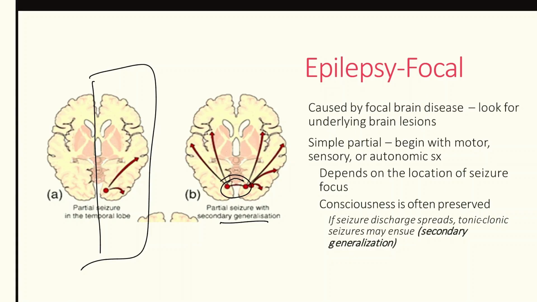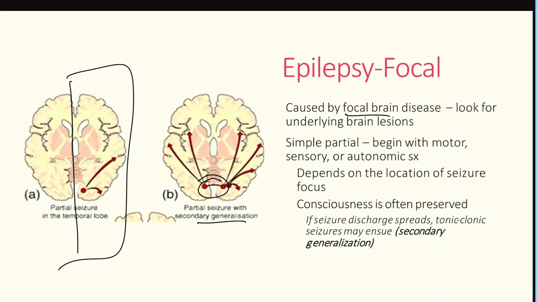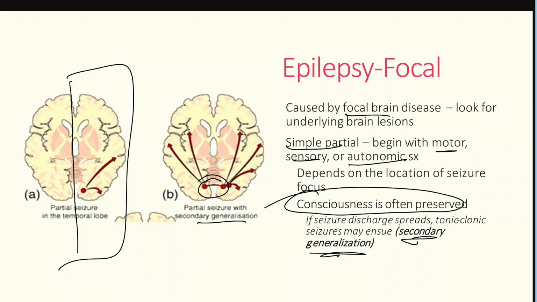So, caused by focal brain diseases, look for an underlying cause with these patients. That's why they're one-sided. A simple partial seizure begins with motor, sensory, or autonomic symptoms. It depends on the location of the seizure focus, where it is, what symptoms they're going to have. Consciousness is often preserved. If they start off as a simple seizure and then devolve into a tonic-clonic seizure, that means there was secondary generalization where it spread from one side of the brain to the other. Both sides have to be affected if you're going to have loss of consciousness.